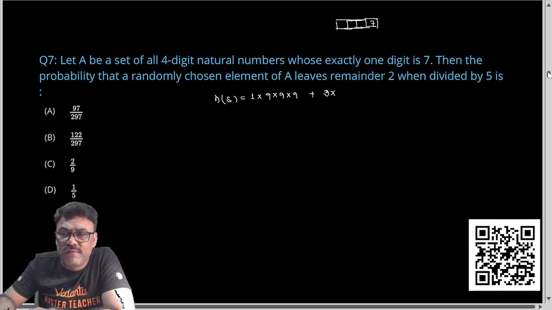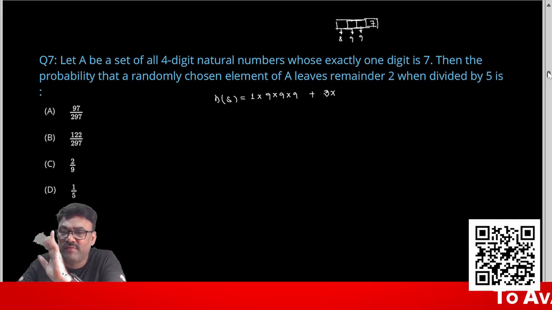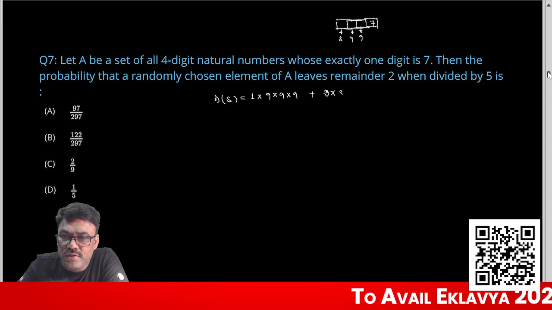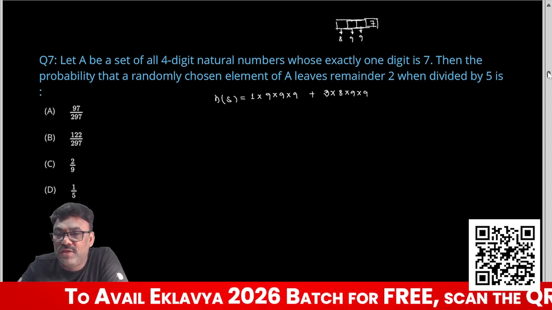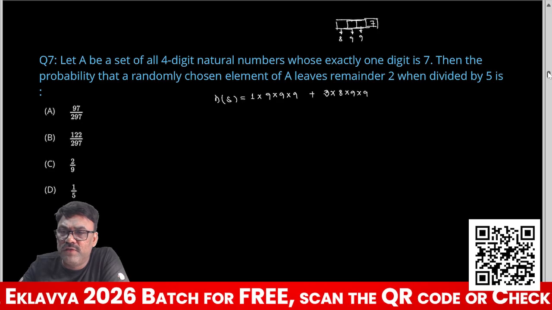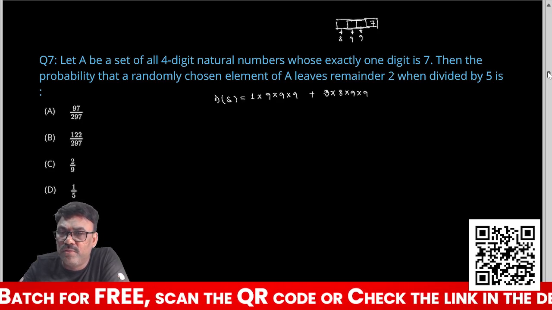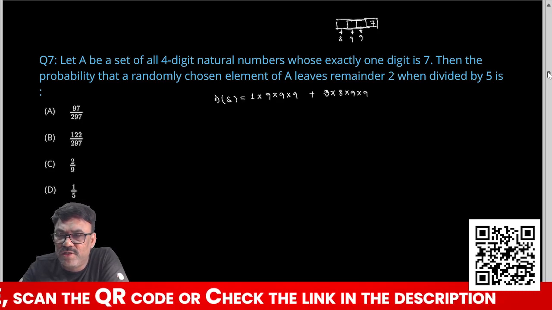So now this place can be filled in 9 ways, any of the 9 digits except 7. This place can be filled by 9 digits, any of the 9 digits except 7. And this place can be filled in 8 ways. We cannot place 7 here and we cannot place 0 here because 7 has to be placed exactly once. So 8 into 9 into 9. Why have you multiplied by 3? Because 7 can be at unit place or at 10th place or at 100th place. So that's why it is multiplied by 3.